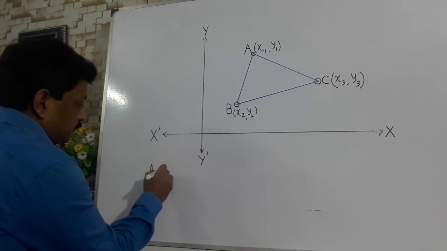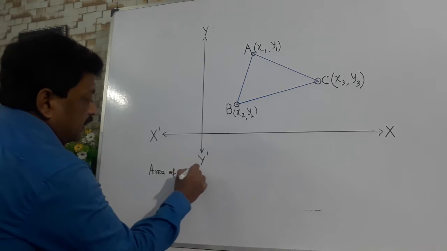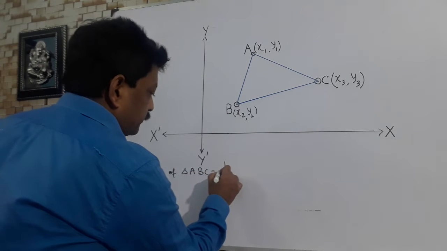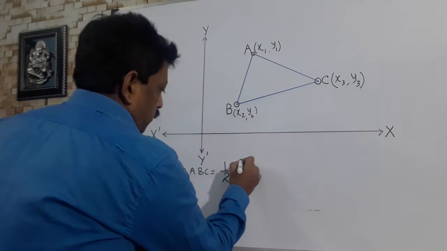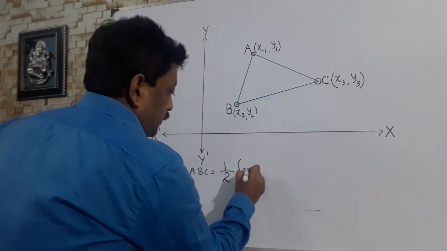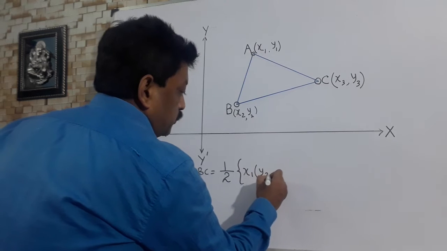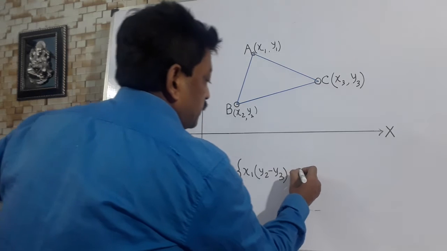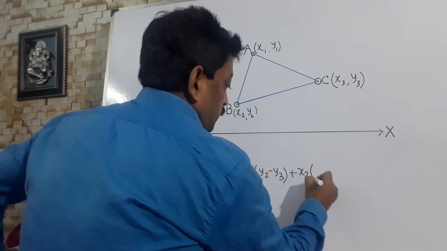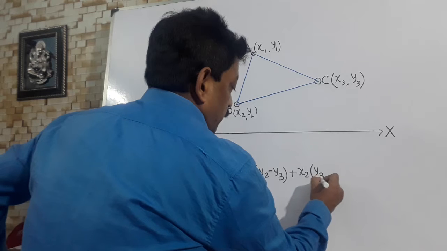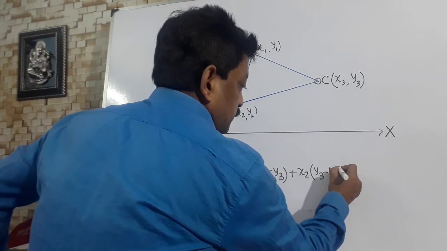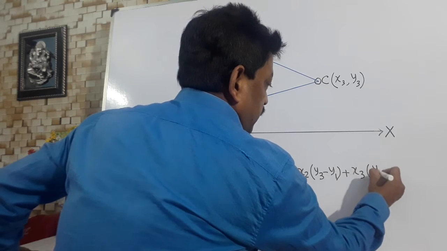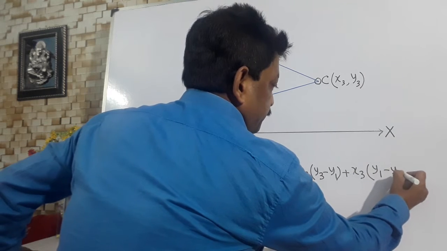Area of triangle ABC equals to half x1 into (y2 minus y3) plus x2 into (y3 minus y1) plus x3 into (y1 minus y2).